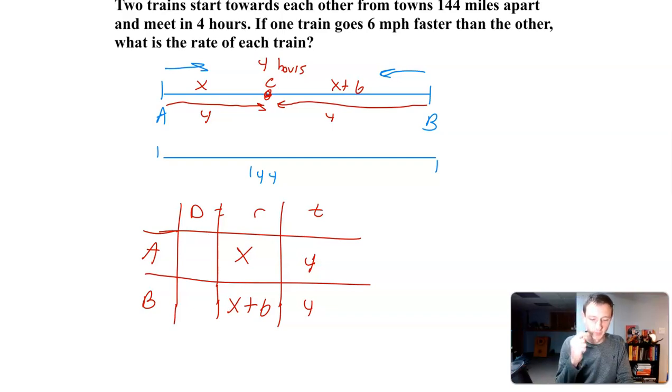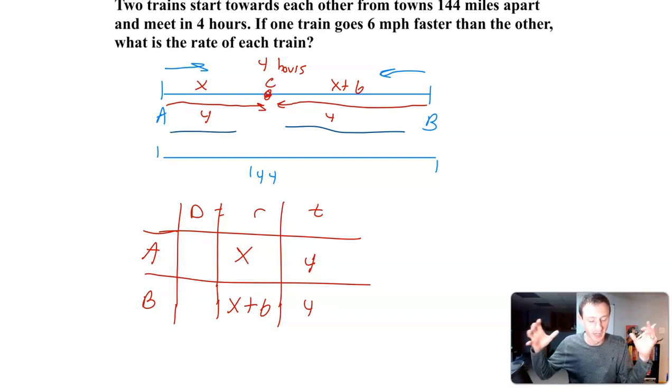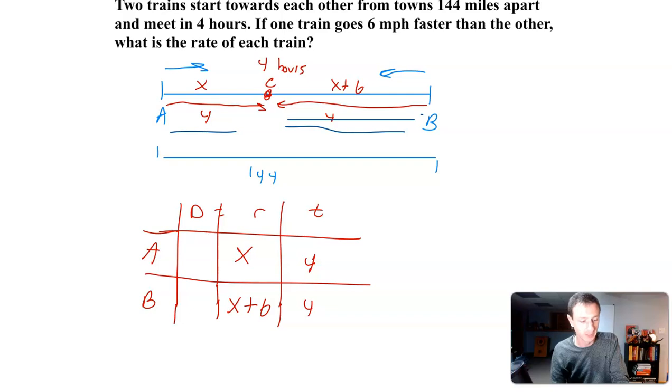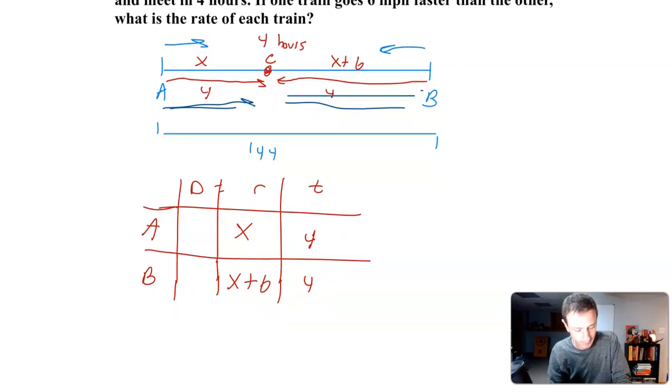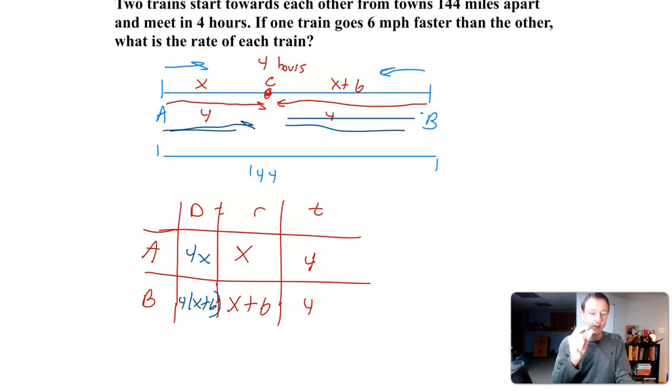Okay, so the distance. The question says they start 144 miles apart. That doesn't mean that this train traveled 144 miles or this train traveled 144 miles. The towns are 144 miles apart and then they've met. So maybe this train traveled 100 miles and this train traveled 44 miles, or some combination. We don't know exactly. So I'm going to call my distance my rate times time: 4x and 4 times x plus 6. So I have the distance of how far train A went, 4x.